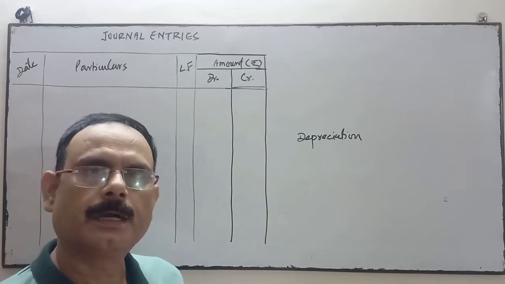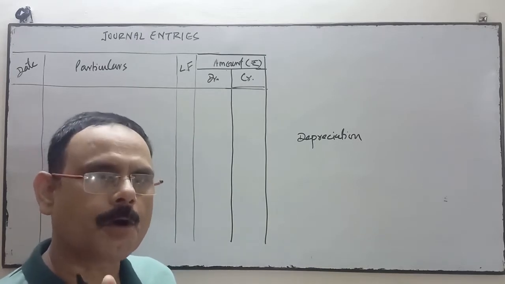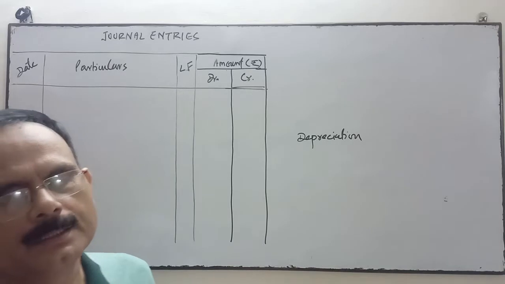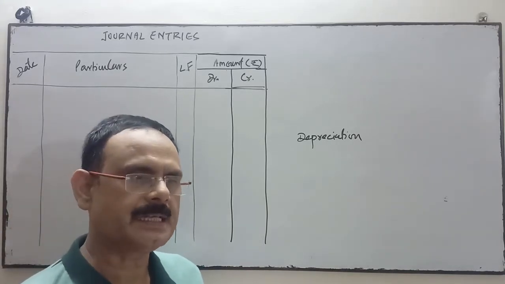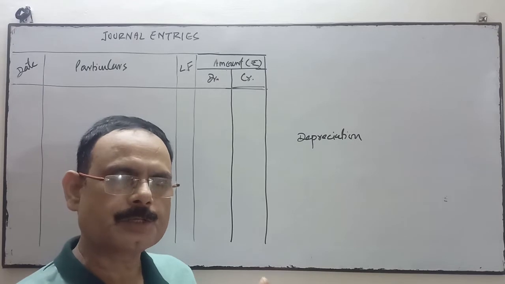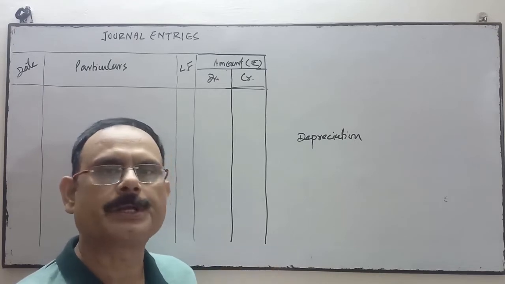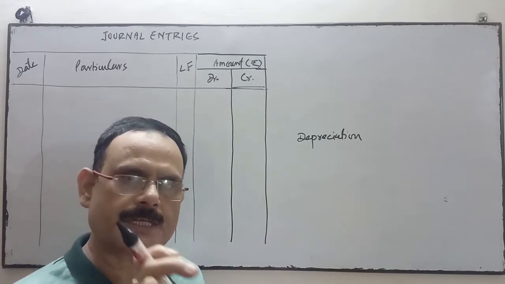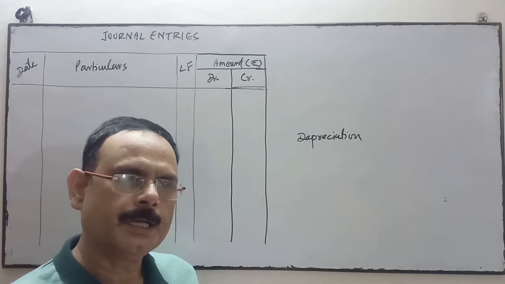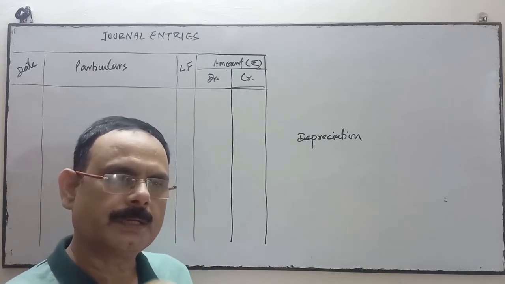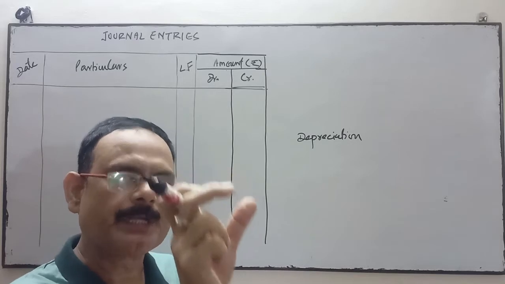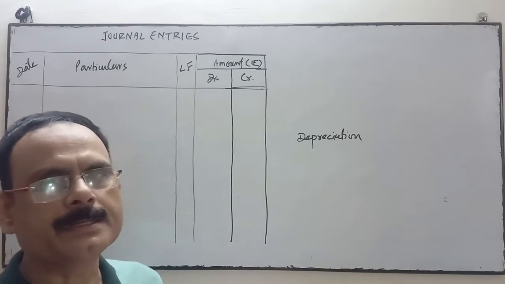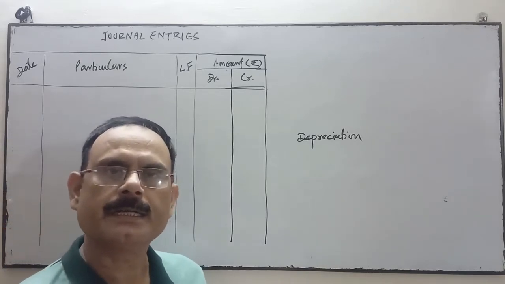Depreciation is an expense, but it's a non-cash expense. Non-cash expense means we will not pay anything to others. For instance, if you paid salary, then cash will go out or the bank balance will reduce. But depreciation is such an expense where we are not going to pay anything. Only the value of that particular asset, on which we are charging depreciation, will decrease.